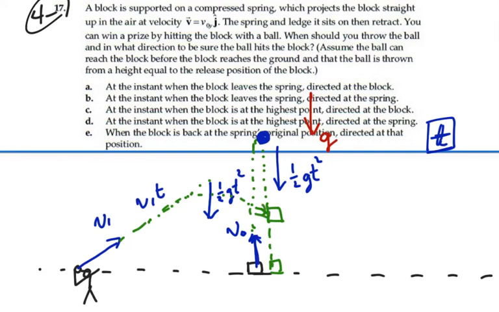So you want to aim at it when the block is at its highest point and direct your throw directly at the block. That answer is C. At the instant when the block is the highest point, direct it at the block.